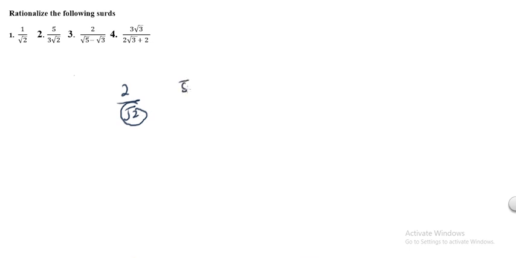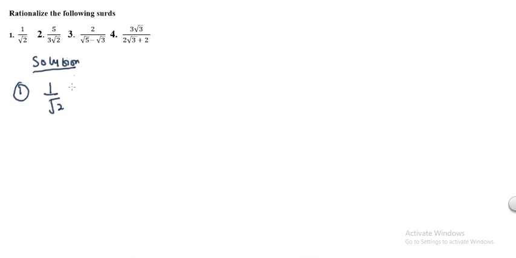If you have 5 over 5 minus root 2, and you're told to rationalize this surd, that means you have to remove this surd from the denominator. So let's look at how to do that. For our first example, we are told to rationalize 1 over root 2. So how do we remove the root from this denominator?